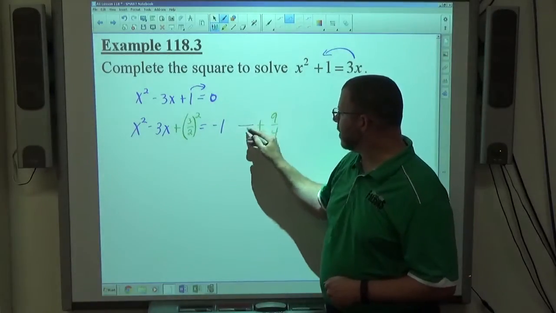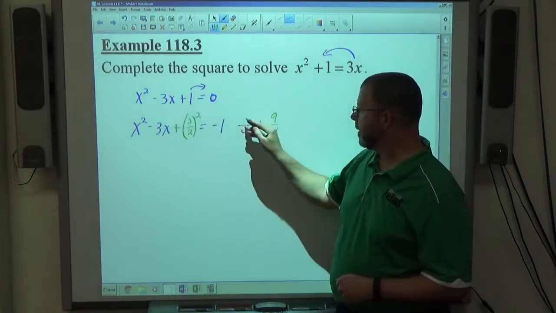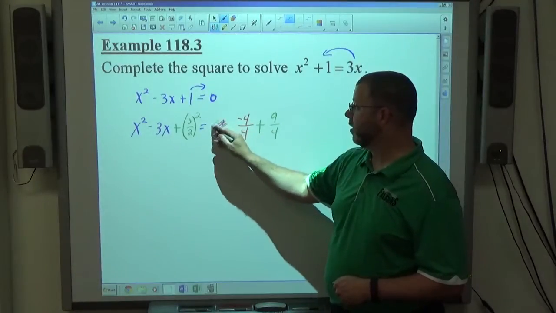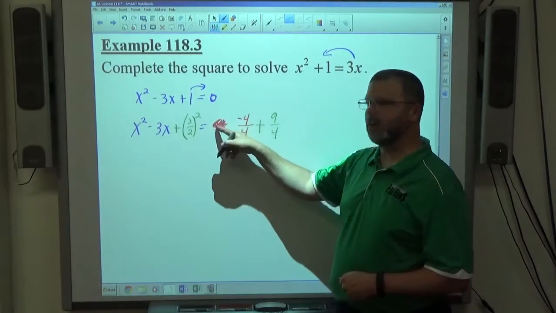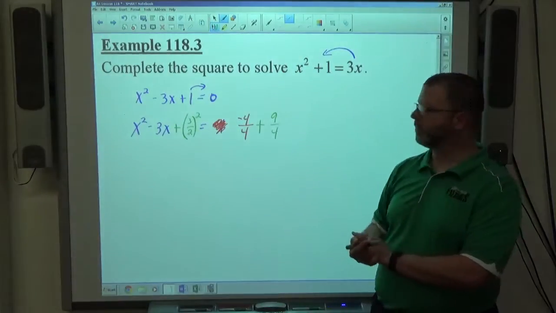I need this to be something fourths, so negative 1 is how many fourths? Negative 4, right? So negative 4 fourths, same as negative 1. And again, I just scribble that out. Negative 1 is exactly what it's supposed to be, but negative 4 fourths is better because it has a common denominator happening.